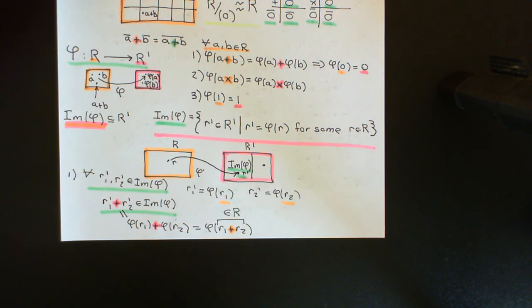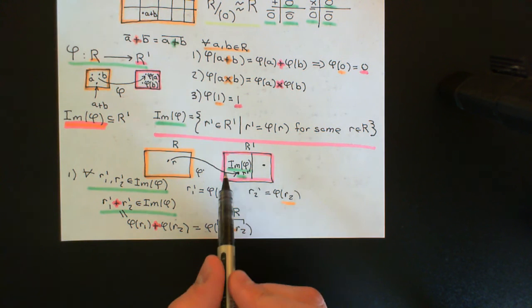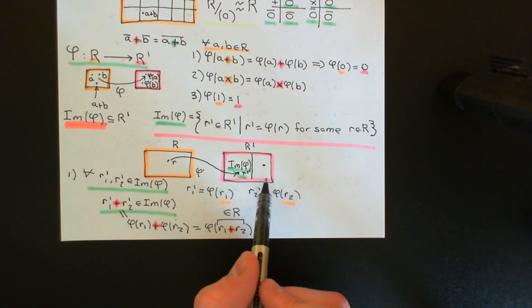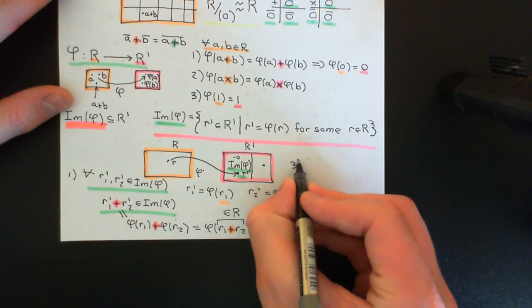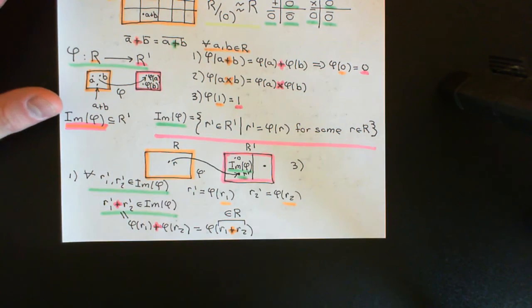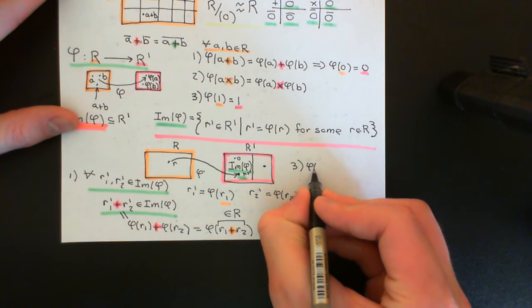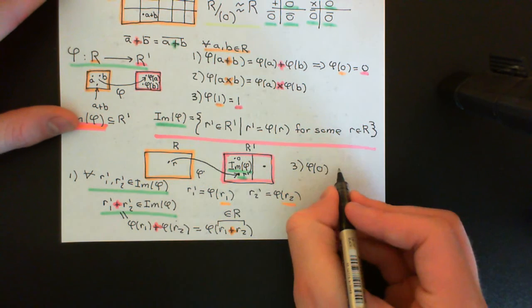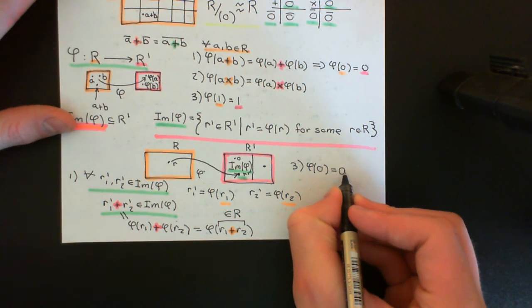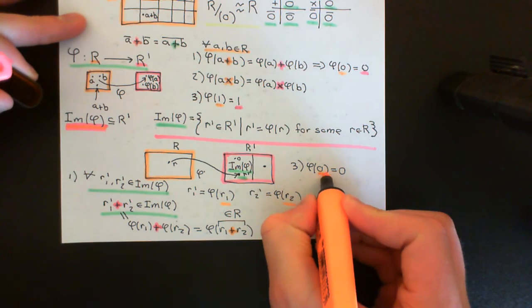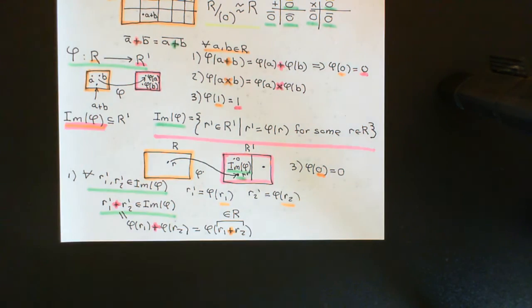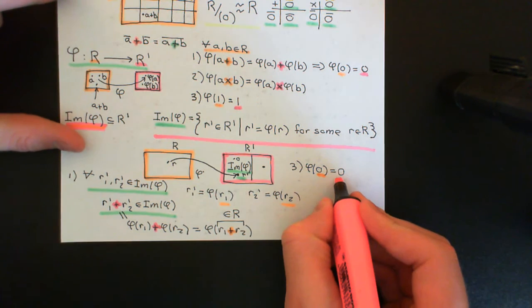Axiom number 3 is the additive identity. We want to know that the additive identity in the larger ring, R prime here, is in the image of the homomorphism. So axiom number 3, we need to check that the additive identity is there. Now, why will that always be the case? Well, because we know that the additive identity in the domain ring is always mapped onto the additive identity in the codomain ring. That follows from the additive compatibility between the two rings, and also from the basic axioms that addition has to obey in the rings.